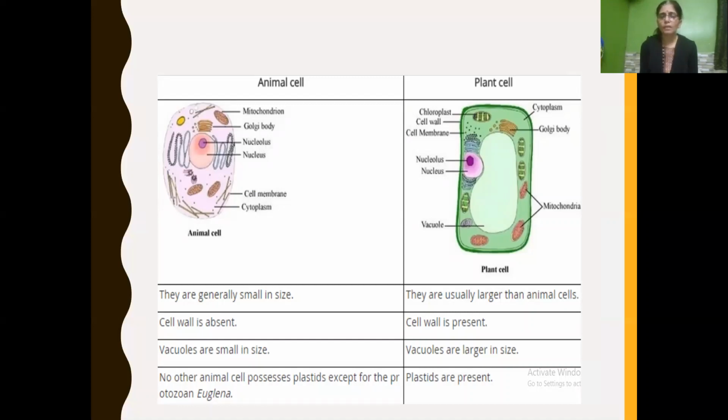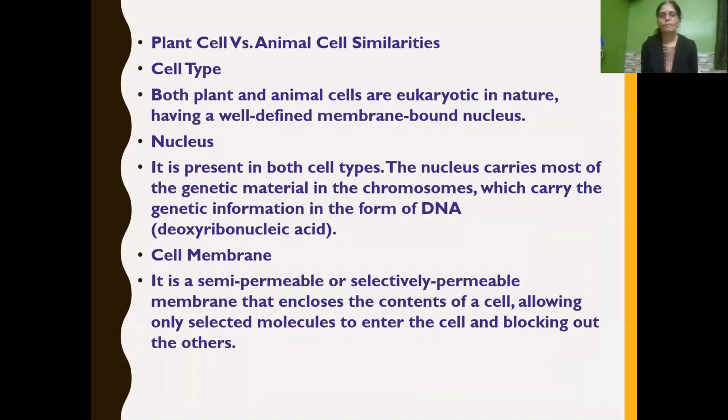And in animal cells, plastids are absent. But there is one exception, like the protozoan Euglena. Euglena is a protozoan, a unicellular animal-like organism, but it has plastids. But that is the only exception. Usually we can say animal cells have no plastids and plant cells have plastids. Got it, children? So now let us compare the similarities between plant cell and animal cell.